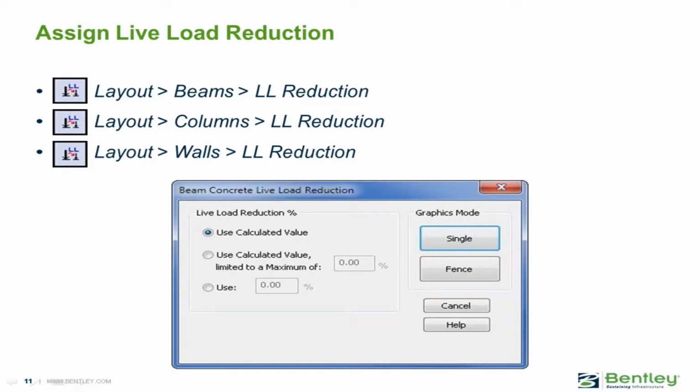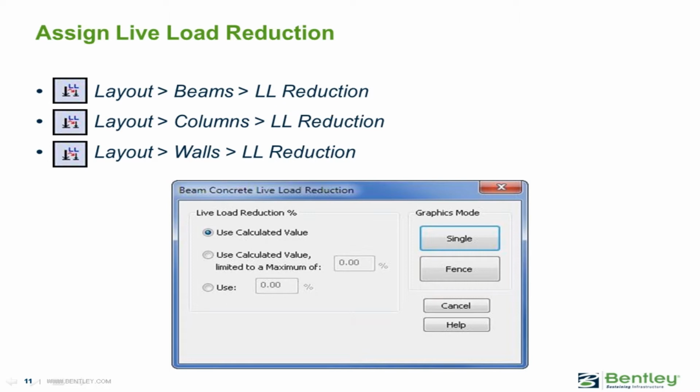In this video, we will show you how to assign several parameters that can help you control the design of certain members in RAM Structural System. These will include assigning the live load reduction parameters, some beam size restrictions, and bracing to steel beams. The first parameter we'll take a look at is live load reduction.